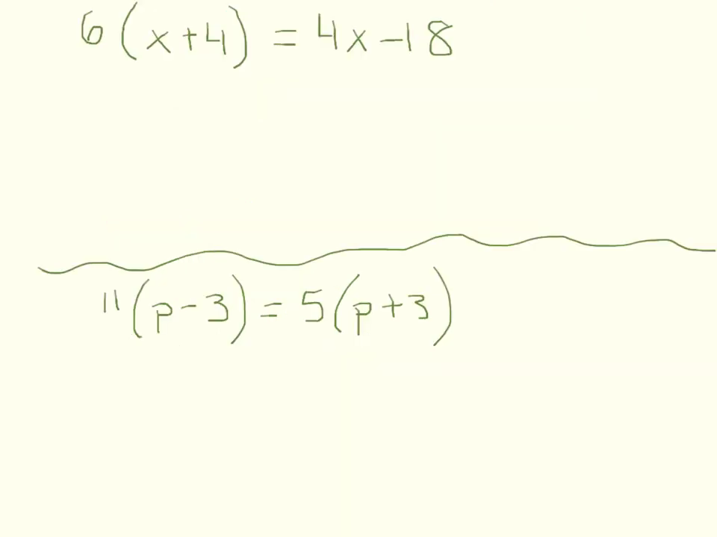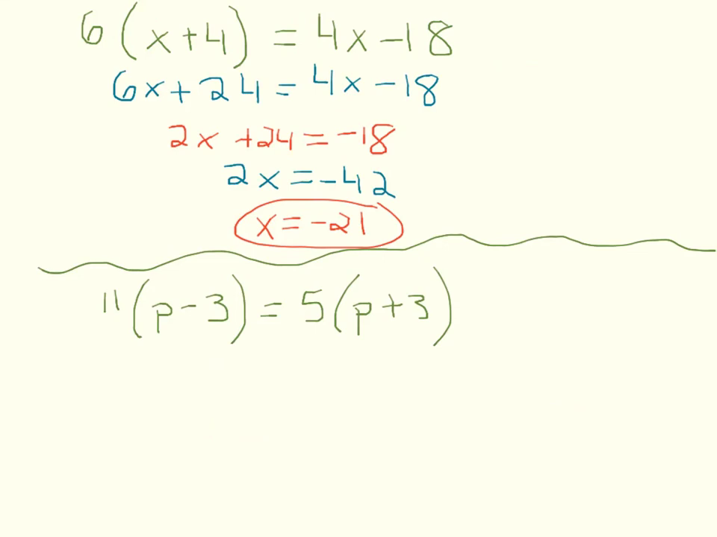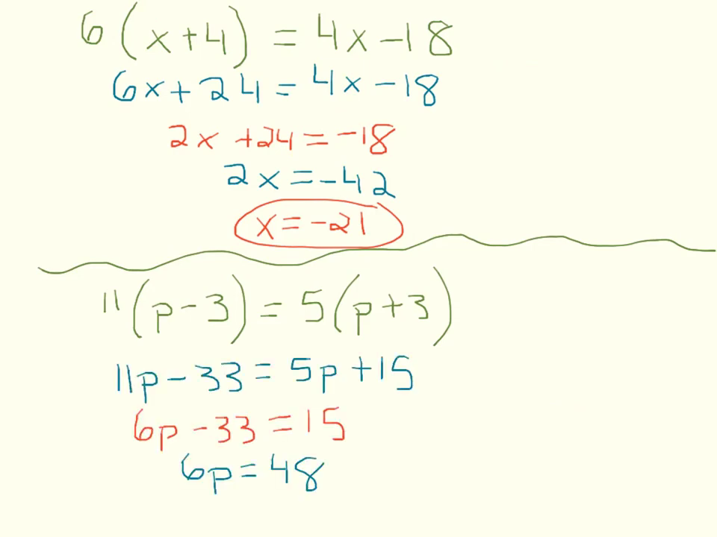Okay, last two examples. Why don't you write these down, pause the video, try them on your own, see if you can do it, and then come back and check your answers. You should get that x equals negative 21 for the first one. And you should get that p equals 8 for the second one. I hope you did well.